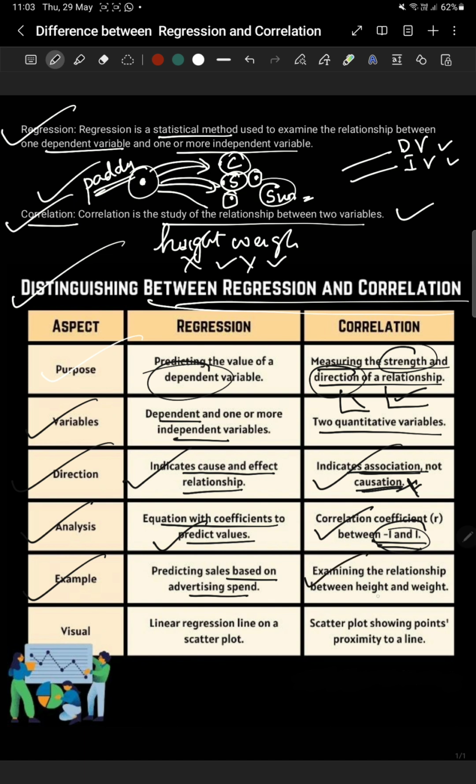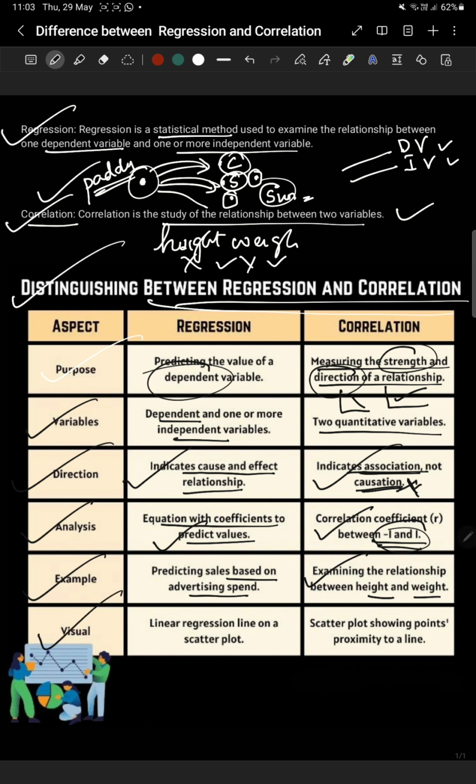For correlation: examining the relationship between height and weight. You try to find the relationship between two or more variables, for example, the number of hours spent studying and the marks that I will score. You can see the relationship between those two also.